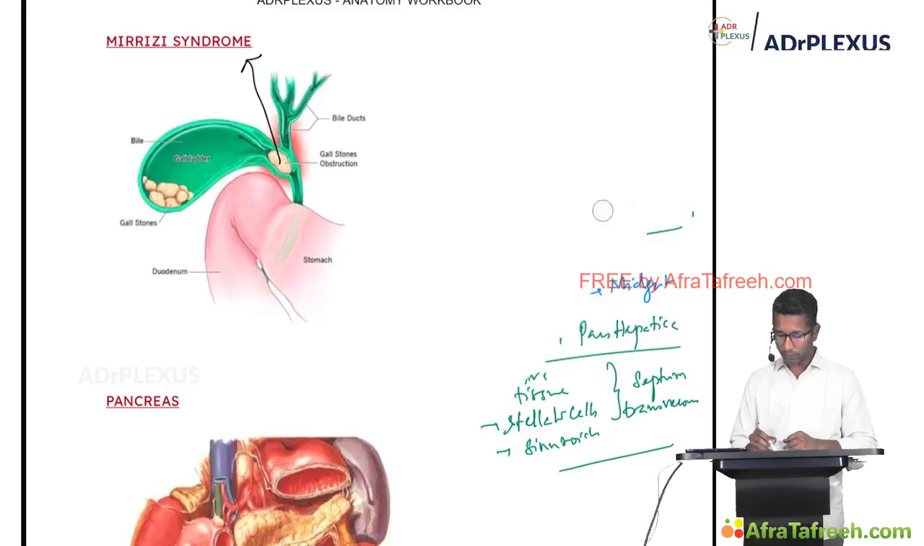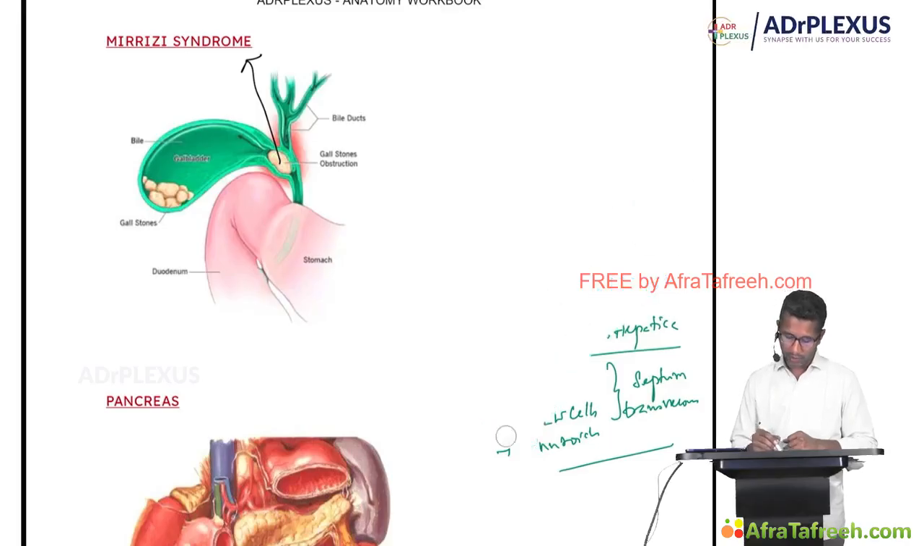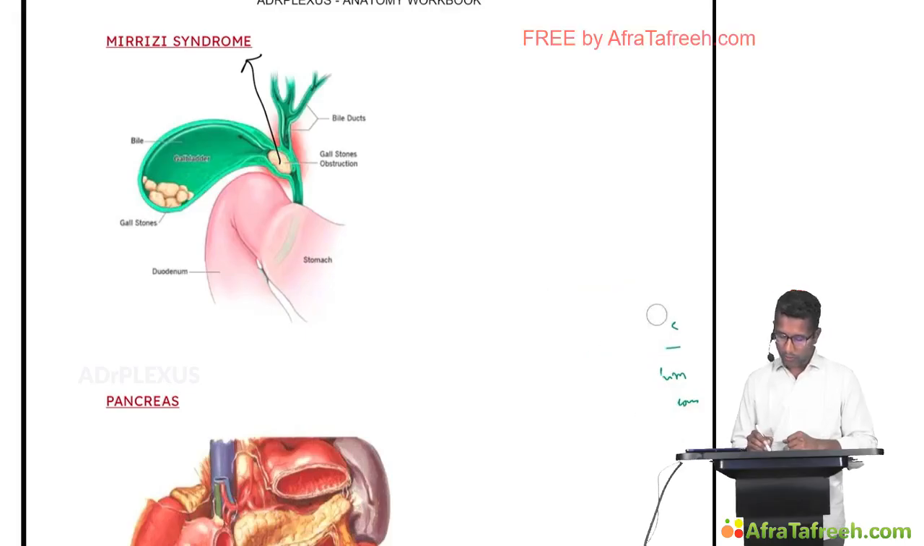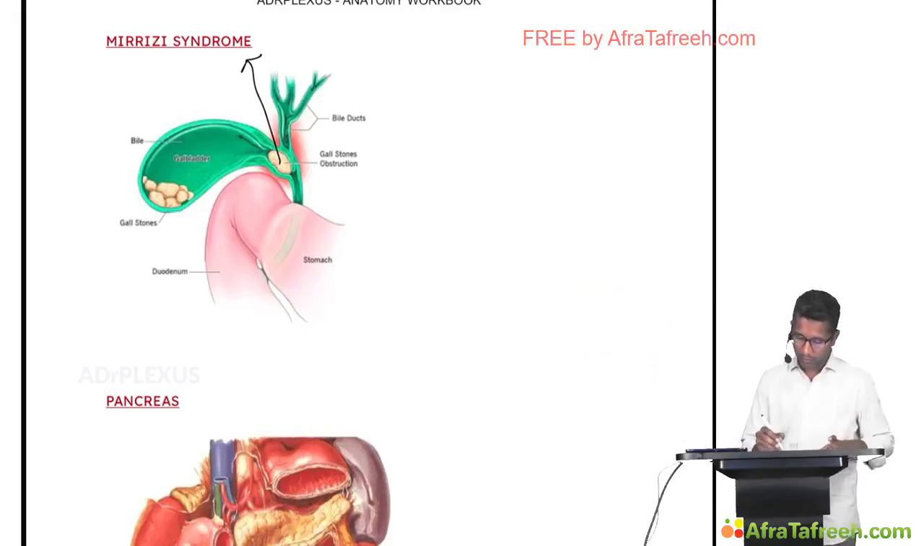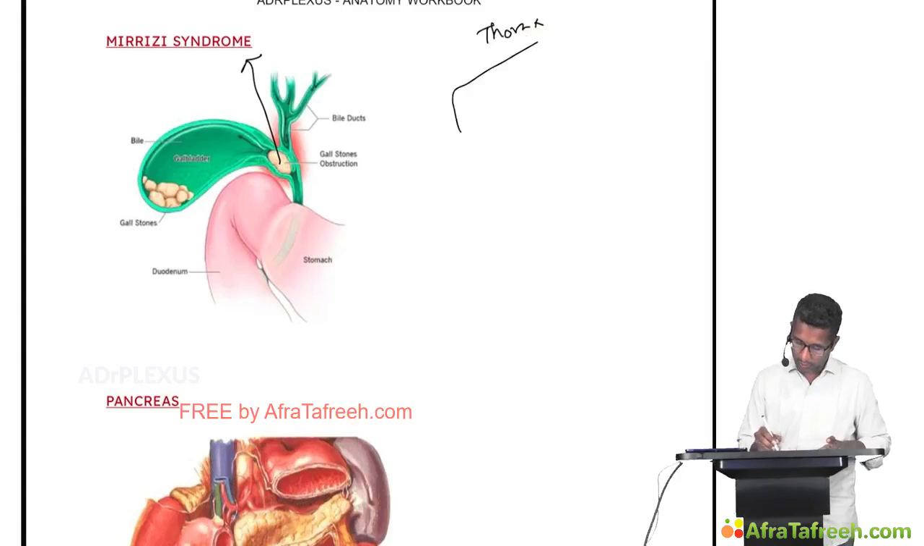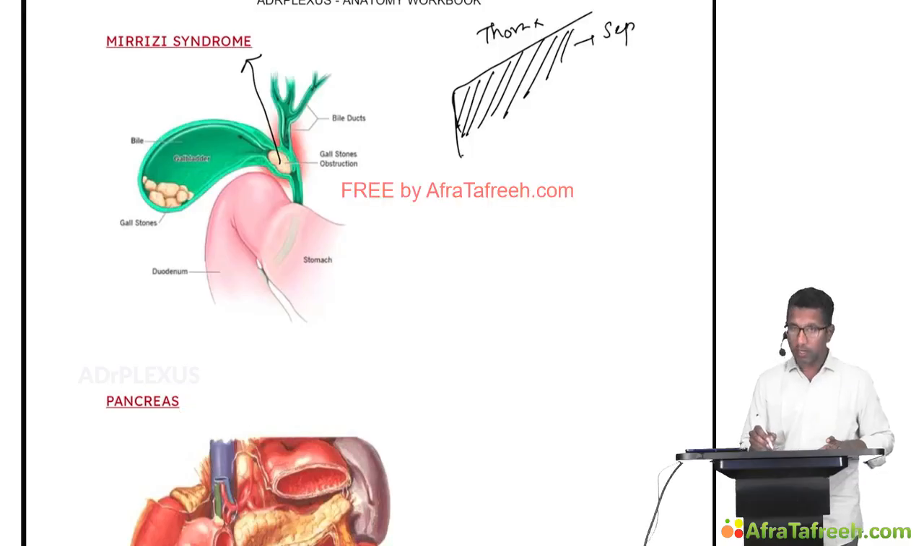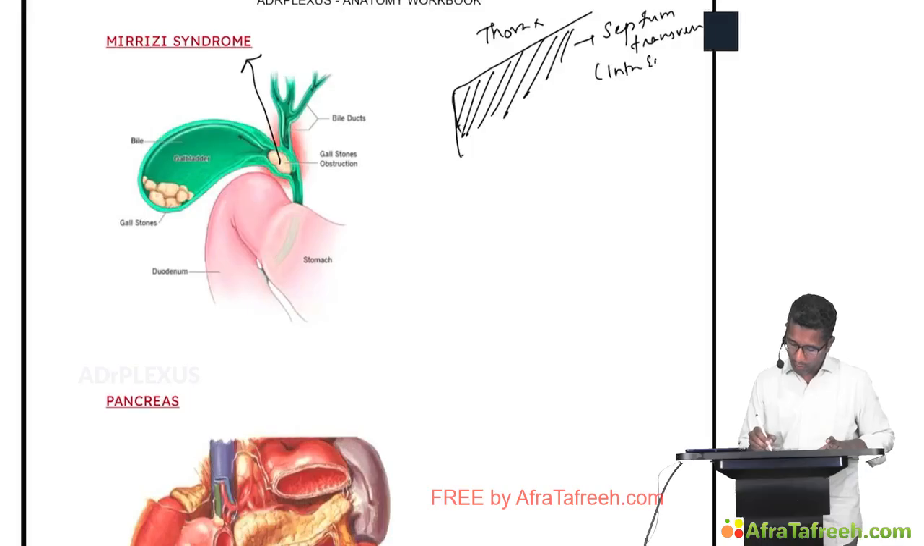So there is a mesenchymal tissue, or a mesodermal part, between the thorax and the abdomen. If you take this as the thorax, below the thorax you have a septum which is called the septum transversum. This septum transversum is a part of the intra-embryonic mesoderm.